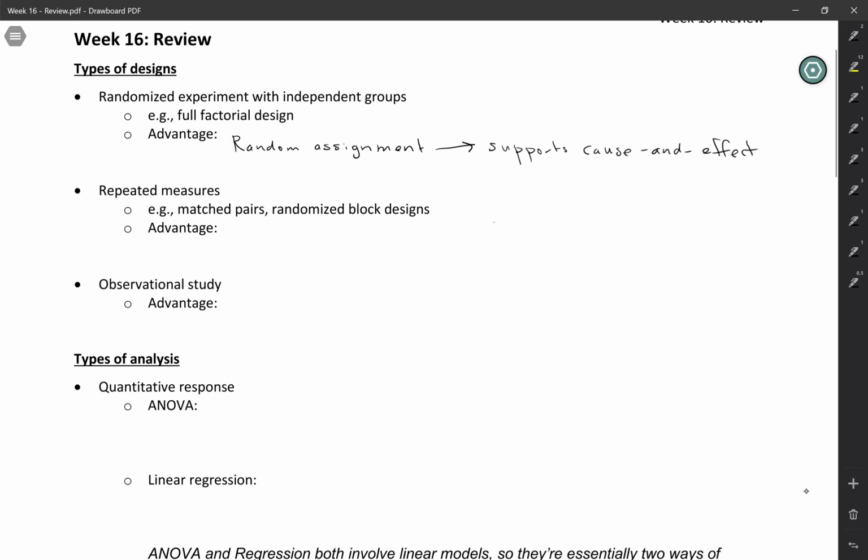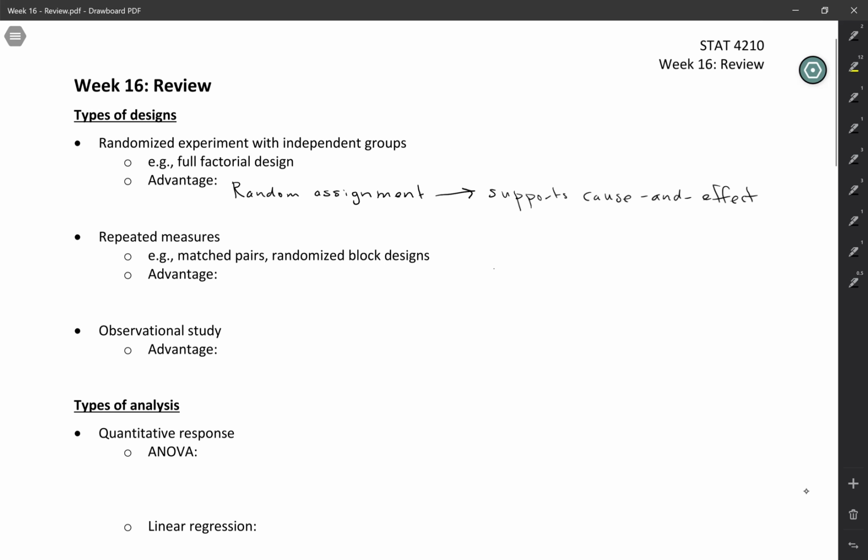Some of the other designs that we've seen this semester didn't have independent groups because we had repeated measures. Instead of having separate people try two different treatments, we might have the same person try both in a randomized order. We've seen a couple different instances of that. Matched pairs, where you're just looking at two different treatments. Randomized block designs, which can be used when you have more than two different treatments. And the advantage of having the same person try all the treatments is that it controls for person-to-person variability. Maybe I should have said individual to individual, but you get the idea.